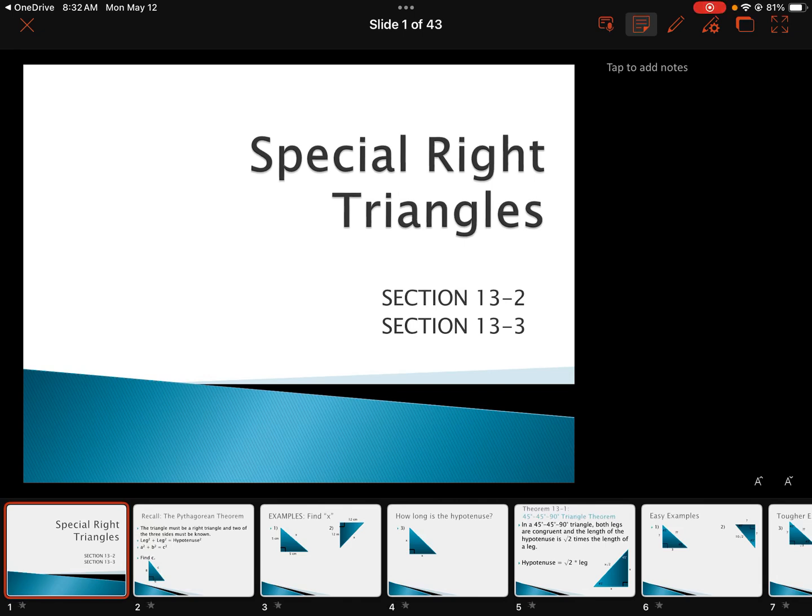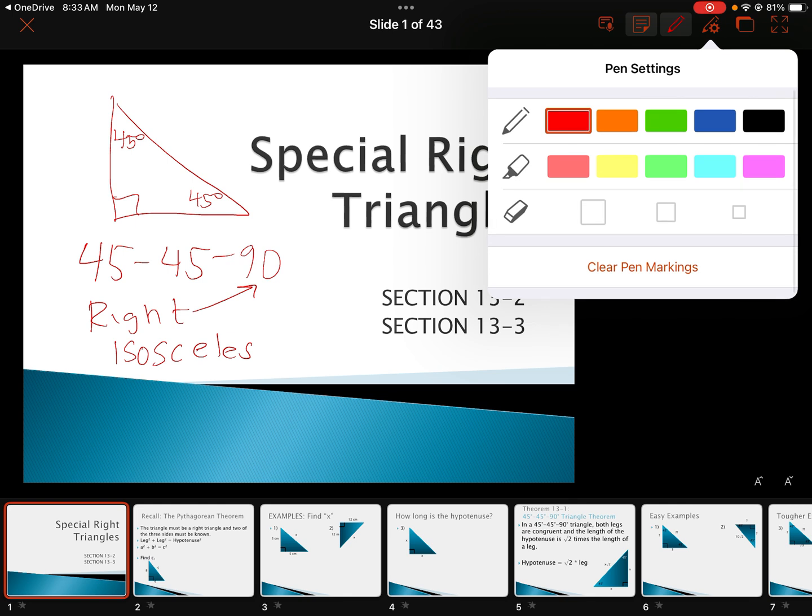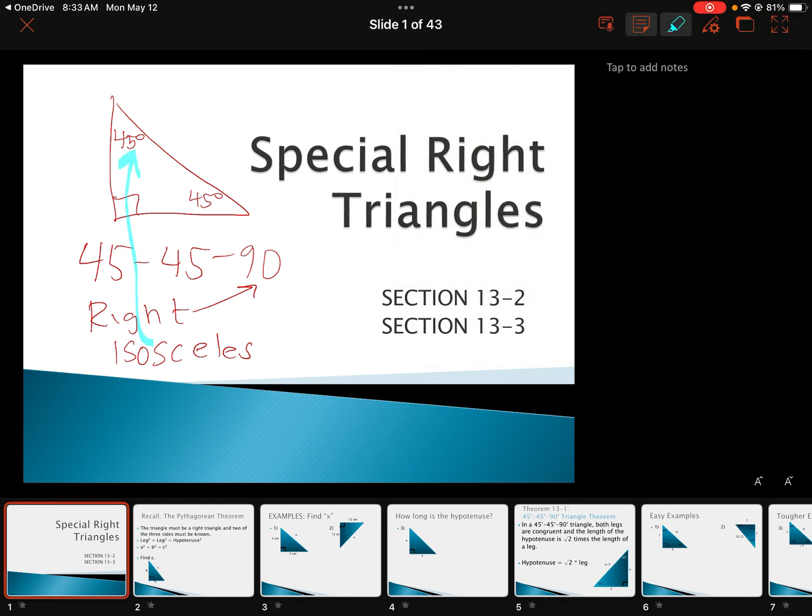This is section 13.2. We're going to look at special right triangles. These triangles are going to be 45, 45, 90 triangles. That means their angle measures are 45, 45, and 90. You've seen this type of triangle before. This is called a right isosceles triangle. Right because one of the angles is 90, and isosceles because two of the angles match.